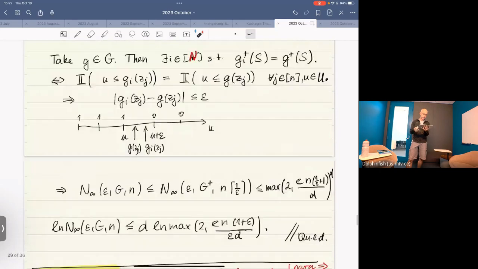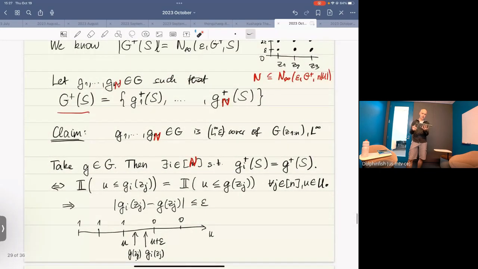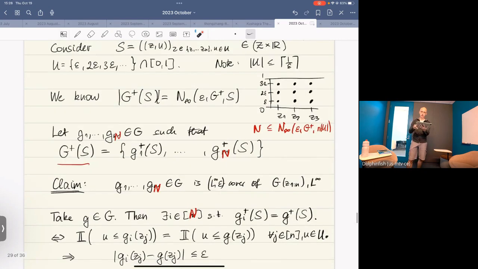All right. So we're claiming that these functions create an epsilon cover. For this, note the following. You take any G, and you want to see the behavior of G reproduced up to epsilon accuracy in the L infinity metric at these points. G is an arbitrary function here, and you had some functions in your cover. I don't know, who knows how they behave, right?